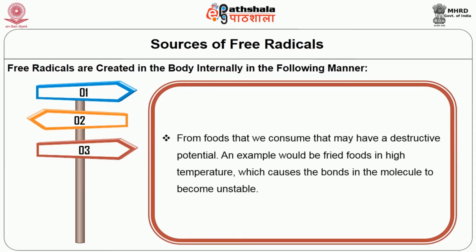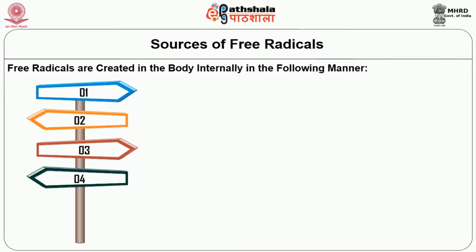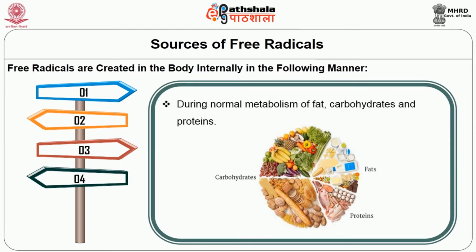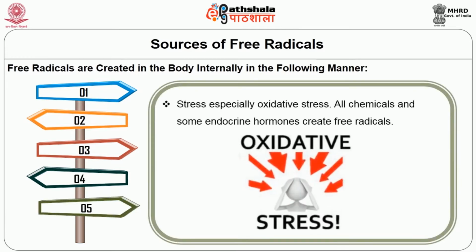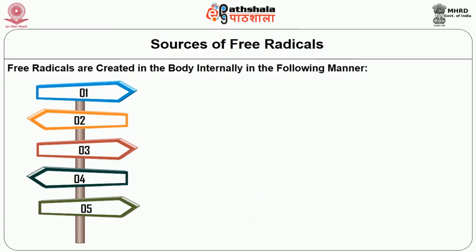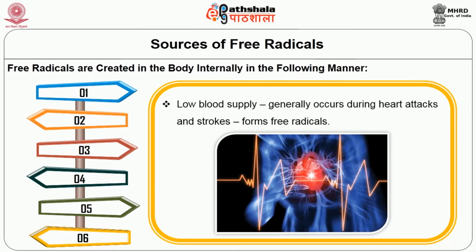Foods that we consume may have a destructive potential. An example would be fried foods at high temperature, which causes the bonds in the molecule to become unstable. Free radicals are also created during normal metabolism of fat, carbohydrates and proteins. And stress, especially oxidative stress, all chemicals and some endocrine hormones create free radicals. And low blood supply, which generally occurs during heart attacks and strokes, forms free radicals.